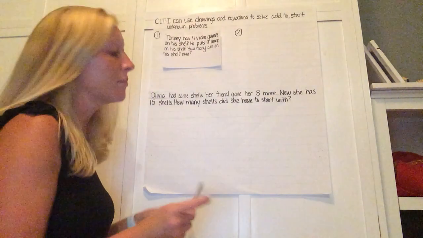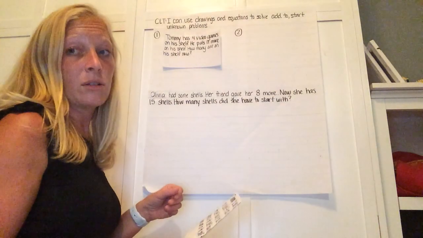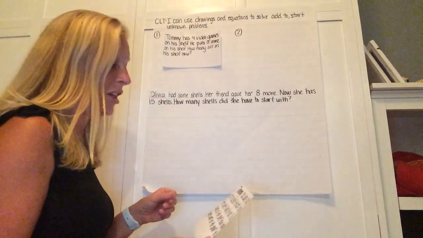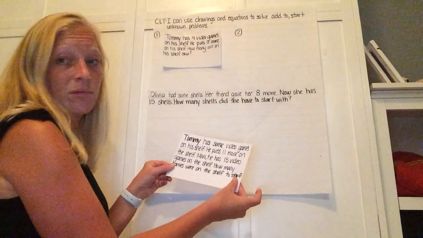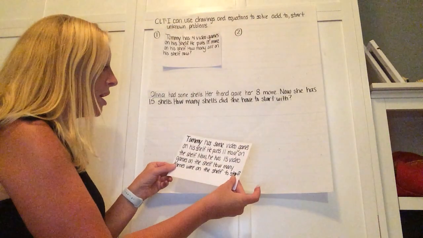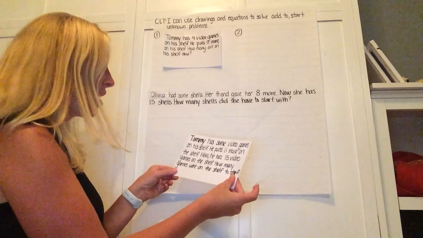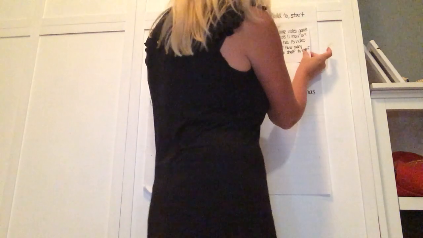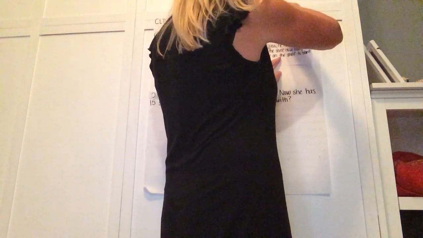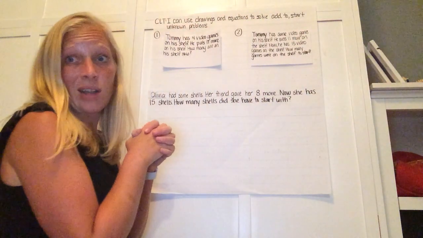Here's the other one. Tommy has some video games on his shelf. He puts 11 more on the shelf. Now he has 15 video games on the shelf. How many games were on the shelf to start?